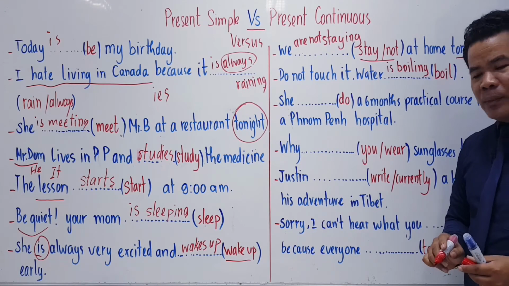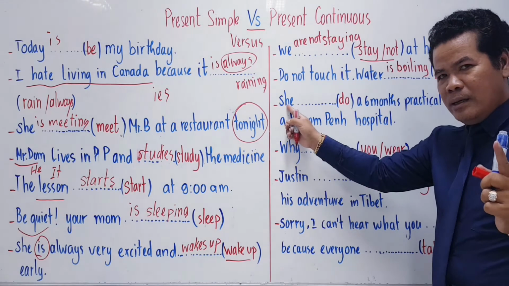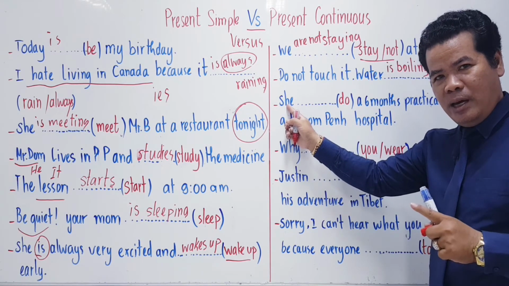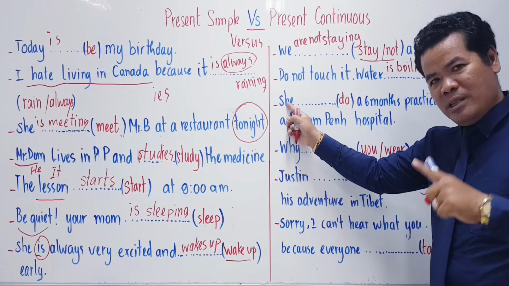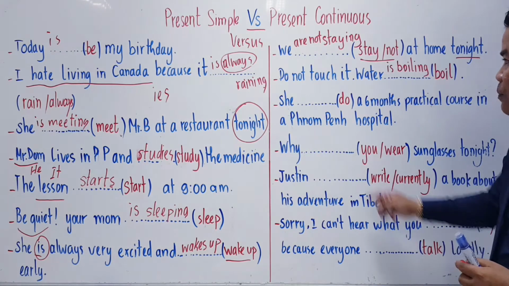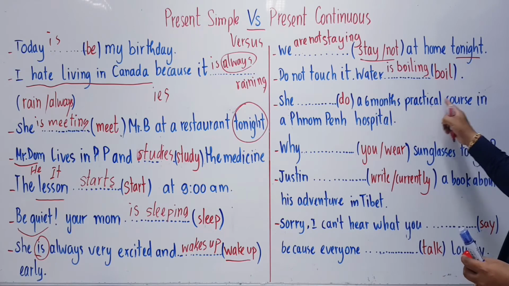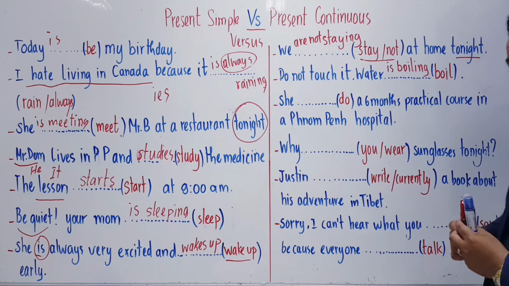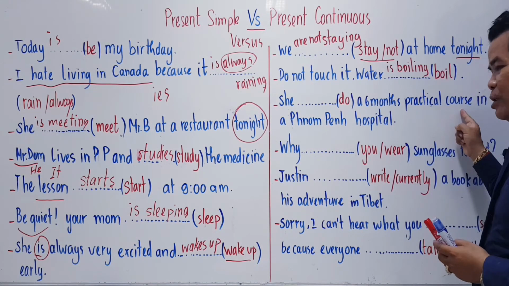All right. Let's go to the next example. Read every single word of the sentence clearly before you make your decision. Is it the present simple or the present progressive? Now have a look at this. She does a 6-month practical course in Phnom Penh Hospital. You've got to know about a 6-month practical course.